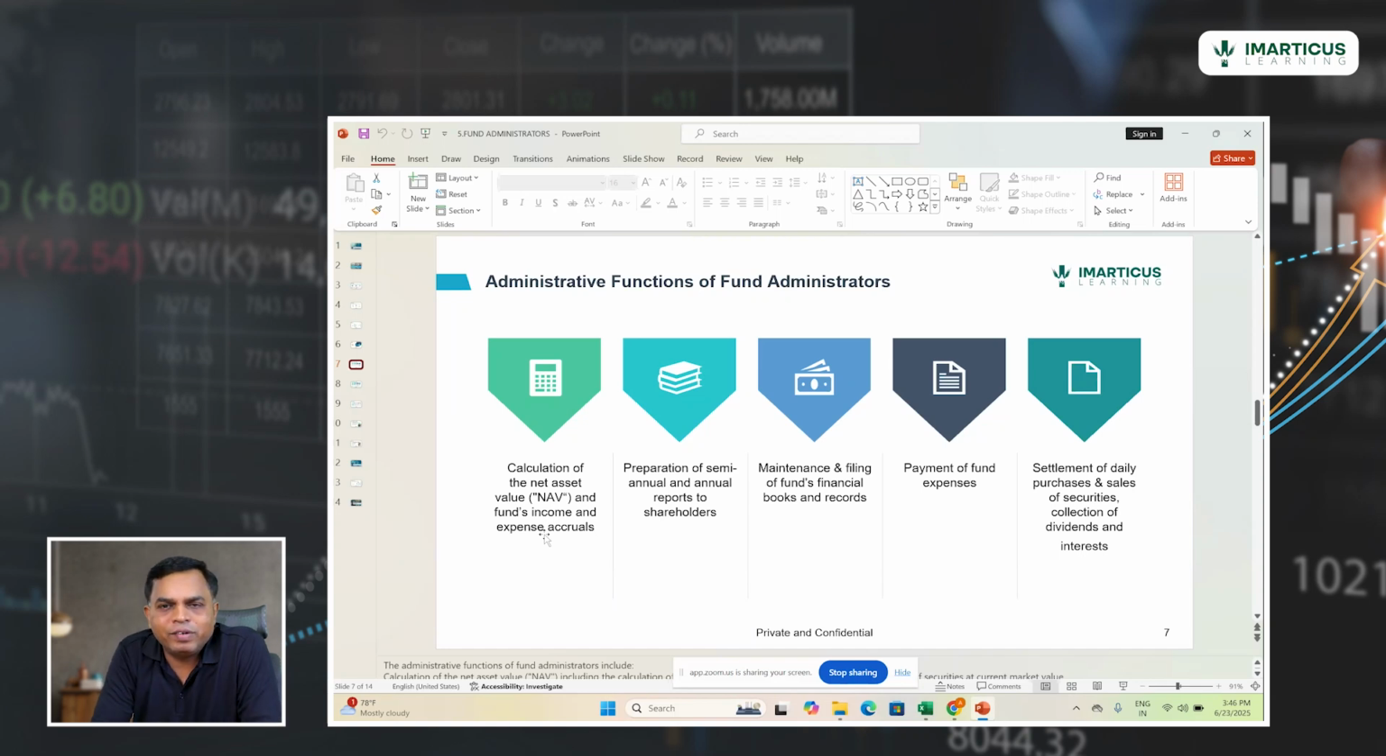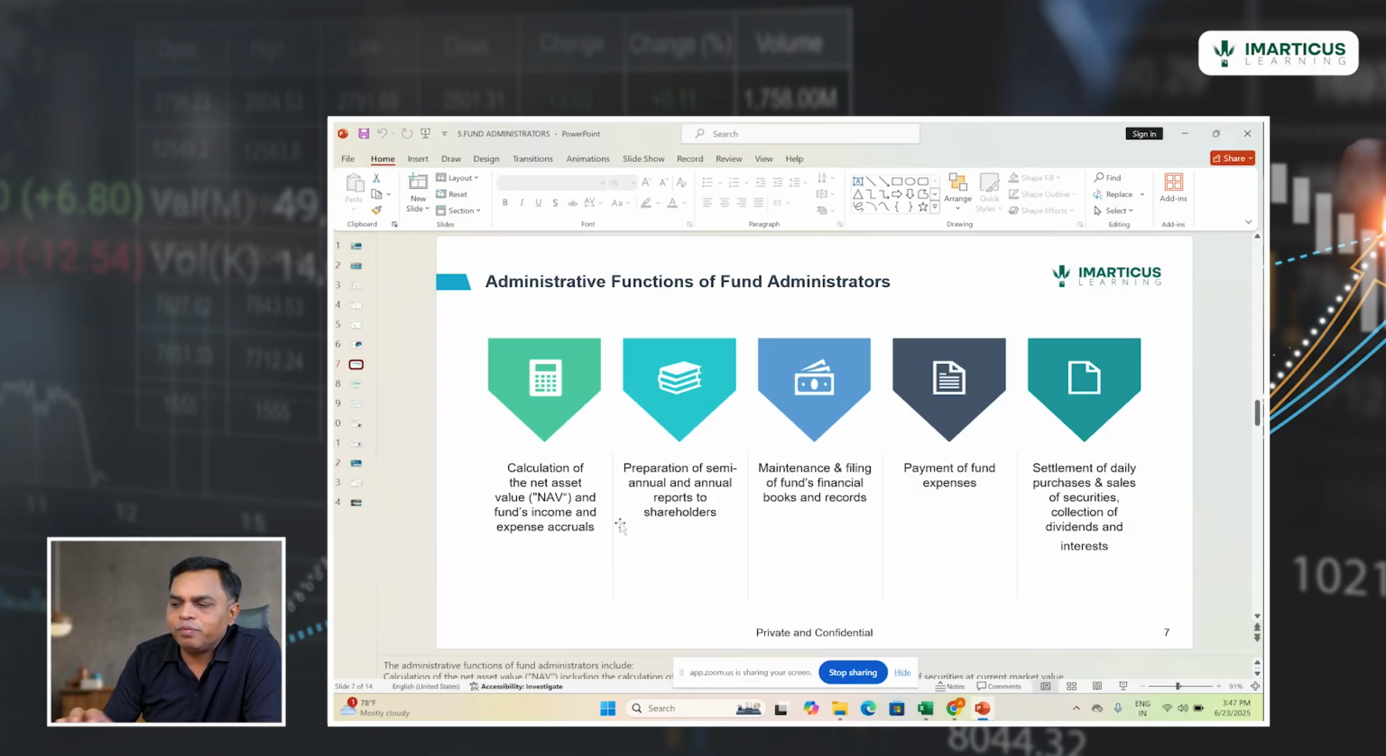Now, the NAV is calculated for the fund on a periodic basis. For mutual funds, it is calculated on a daily basis. For hedge funds, it might be calculated on a weekly or a monthly basis. And for a private equity fund, it is calculated and published on a quarterly basis. So, the fund administrator is responsible for calculation and publishing of NAV for the fund.